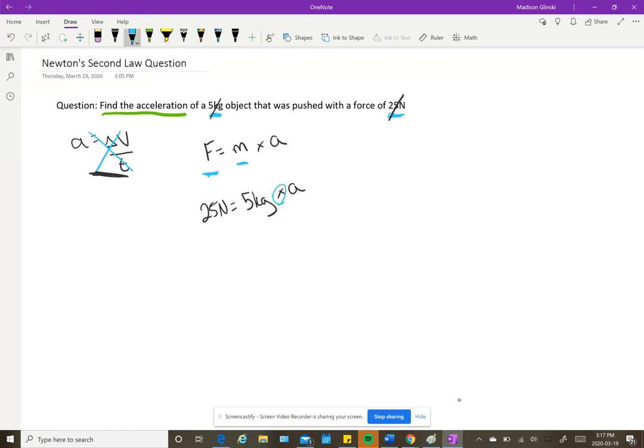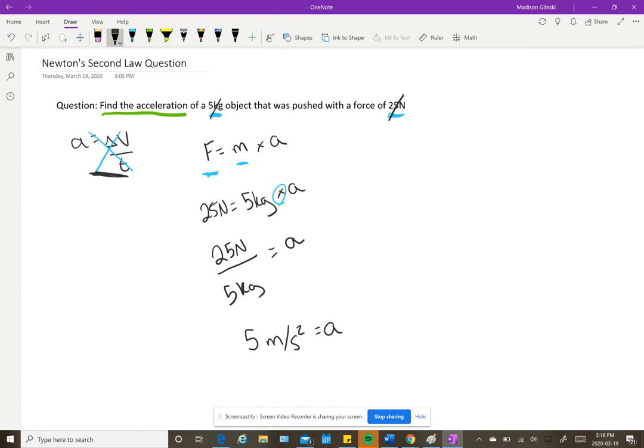So in order to get 5 kilograms to the opposite side, the opposite of multiplication is division. So you'd have to divide. So this would be 25 newtons divided by 5 kilograms equals acceleration. From here, you can just solve. 25 divided by 5 is 5. And then the units for acceleration are meters per second squared.